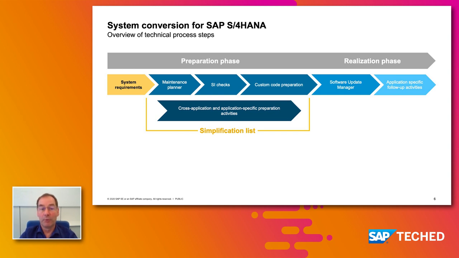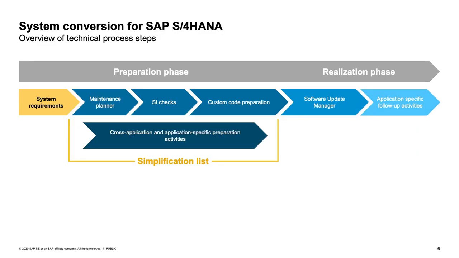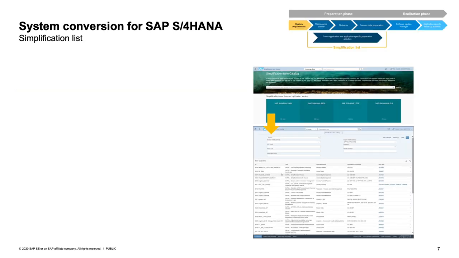And we have an important point there that is called the simplification list. Again, I will have to explain what a simplification item is in SAP S/4HANA. And then in the realization phase, as we will discuss later, we have the software update manager that is the kind of engine to drive the technical execution of the system conversion and some application-specific follow-up activities. That's the kind of overview illustration that we will see on the following slides. So simplification item and simplification item list is an important thing.